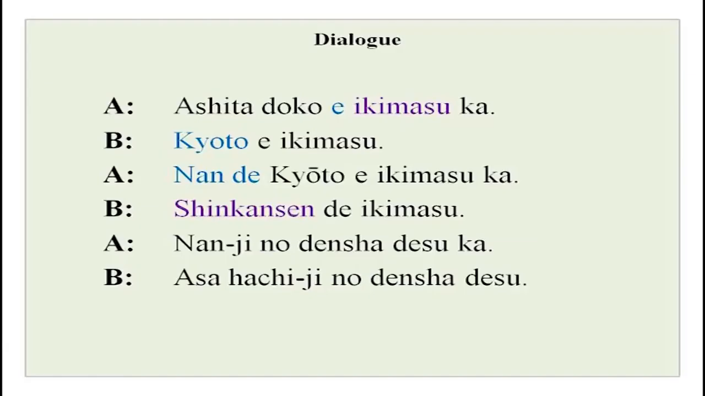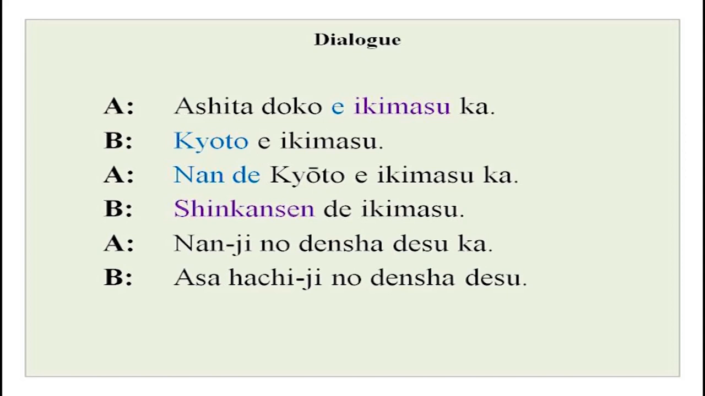Well, ashita doko e ikimasu ka? Doko is where, ashita is tomorrow, e is, as I told you, a particle to be used with ikimasu, which shows motion in a certain direction, movement in a certain direction.